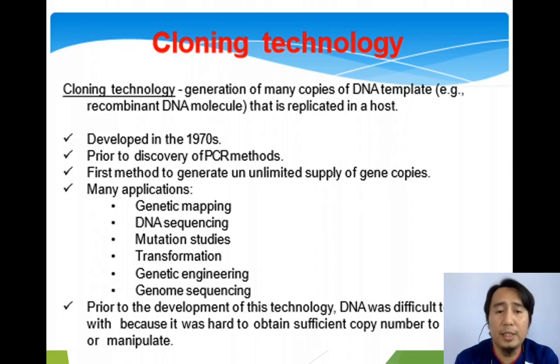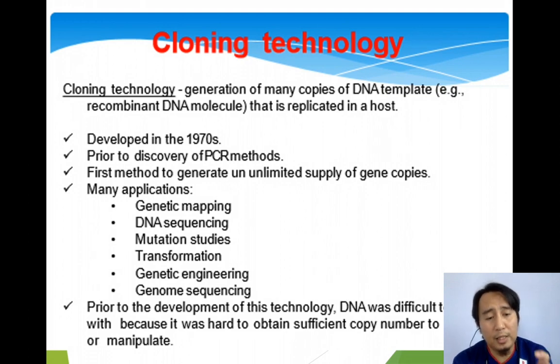Genetic mapping, DNA sequencing, mutation studies, transformation, genetic engineering, and genetic sequencing. Prior to the development of this technology, DNA was difficult to work with because it was hard to obtain sufficient copy number to visualize or manipulate. It means that before the 1970s, it was very difficult to do DNA research projects because it was very difficult to obtain sufficient copy numbers of the DNA. As I mentioned before in the class, for example, in forensic fields, they have to amplify particular genes to allow them to do many biochemical tests. Before cloning technology or PCR was invented, it was almost impossible for them to amplify genes of interest.